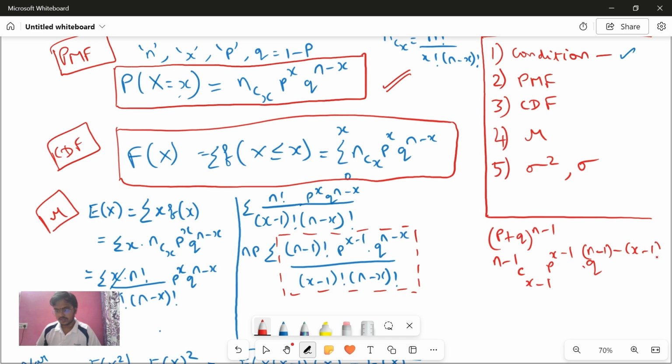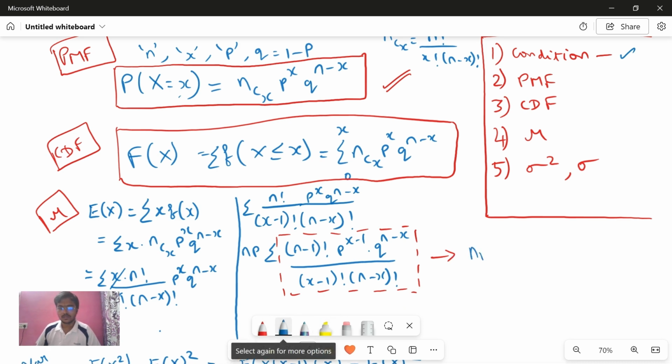Here, your 1 will cancel, so n minus x will remain. Isn't this the same? So it is possible to write this as p plus q power n minus 1. That's my final take from this. So this np, this will be p plus q power n minus 1, correct?